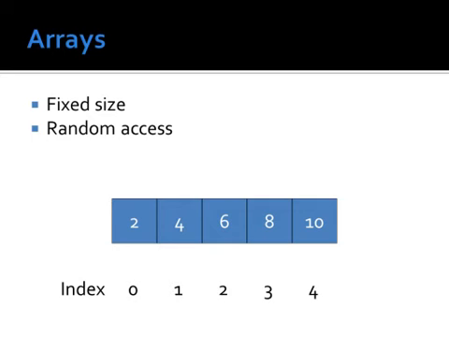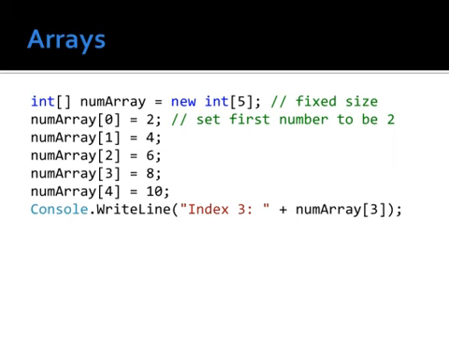That means the first element in the array starts at index 0, followed by the second element, which is at index 1, and so on. To declare an array, we declare it as shown on the first line here. We have an array of integers, numArray. We declare it saying new int, and then we specify the size in square brackets. In this case, we are declaring an int of size 5.